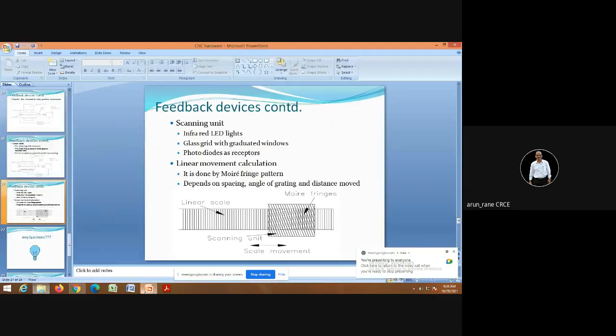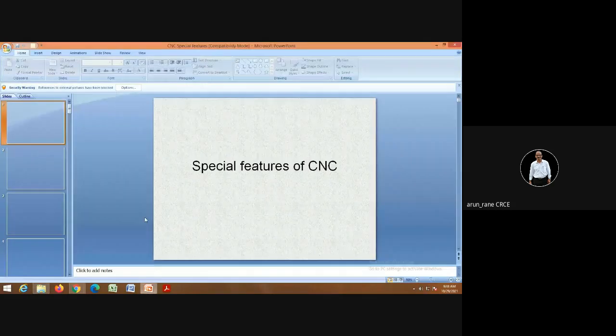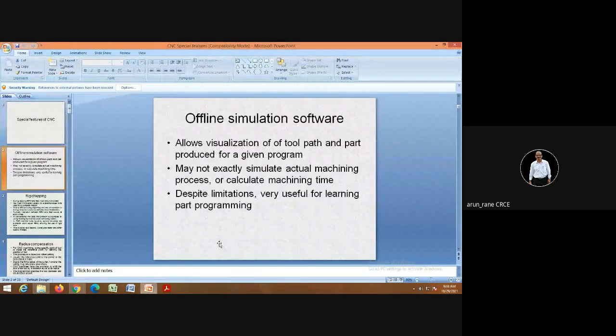So let's go for CNC special features. That is, what are the additional features CNC has? Obviously, these are available at extra cost. They don't come within your standard price.